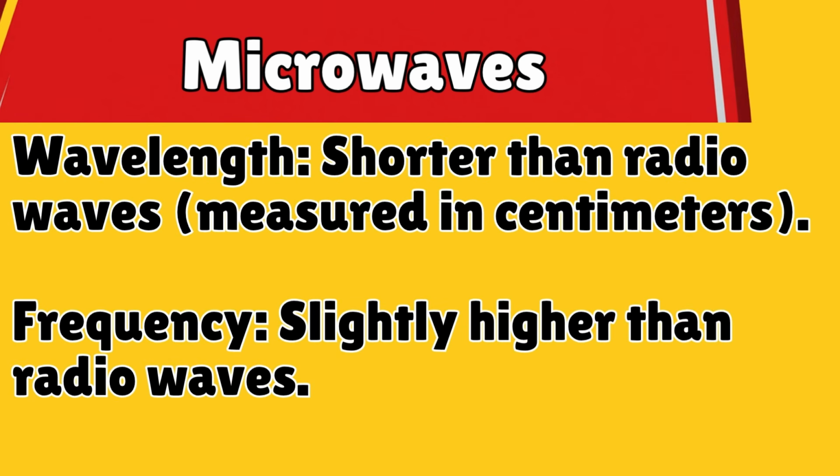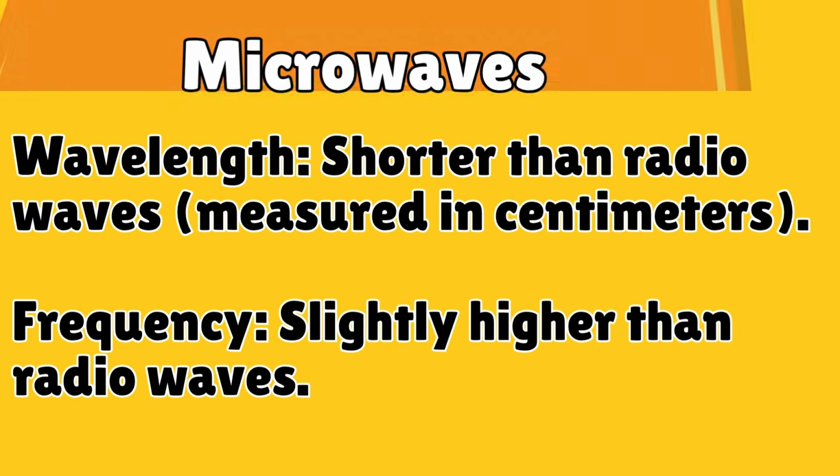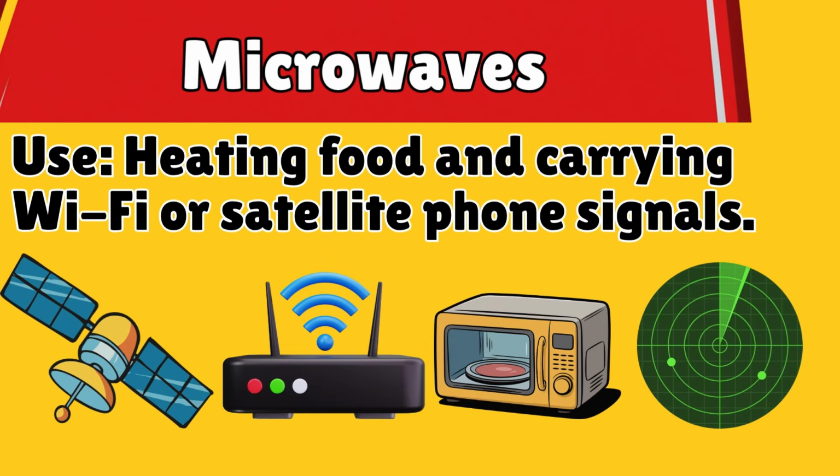Next is microwaves. The wavelength is shorter than radio waves. It is measured in centimeters, and the frequency is slightly higher than the radio waves. So microwaves have many uses. It is used in heating food and carrying Wi-Fi or satellite phone signals. So the satellites in outer space are used for live broadcasting. And so our favorite Wi-Fi, and then it is also used as radar.